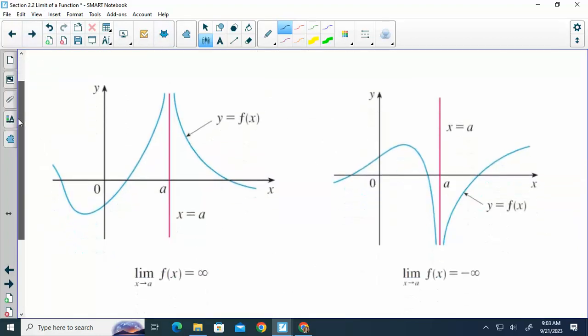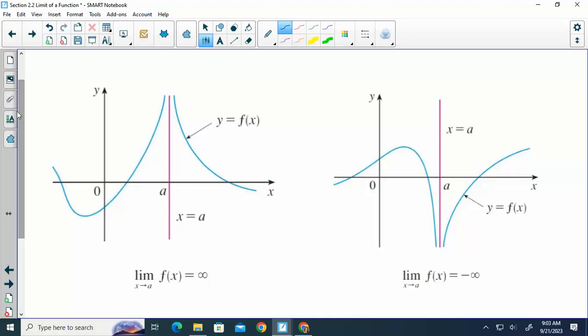I have a lot of pictures just illustrating a lot of different scenarios. So we could have a two-sided limit. Here we have a vertical asymptote, but both sides are going up, so the overall limit would go to infinity. Here both sides are going down, so the overall limit would be negative infinity.